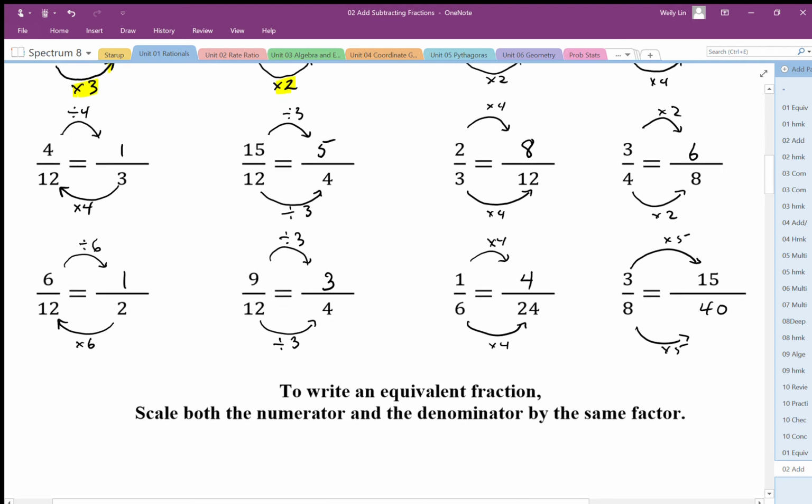Okay, so we need to scale the top and bottom, the numerator and denominator, in the same proportion. Remember, it's times and divide. Fractions are all about times and divide. So we're not going to add the same amounts to get to the other side.